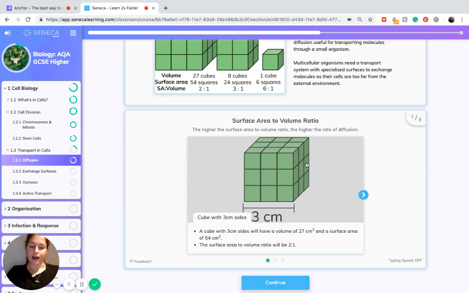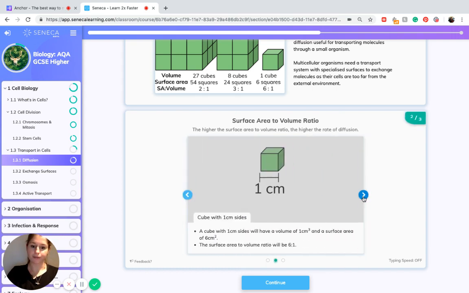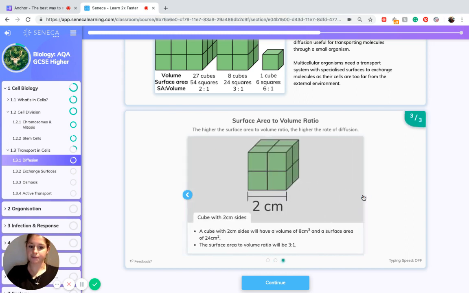Okay, so now I'm going to talk it through in a little bit more detail. A cube with 3 centimeter sides will have a volume of 27 centimeters cubed and a surface area of 54 centimeters squared. So the surface area to volume ratio will be 2:1. A cube of 1 centimeter size will have a volume of 1 centimeter cubed and a surface area of 6 centimeters squared. The surface area to volume ratio will be 6:1.